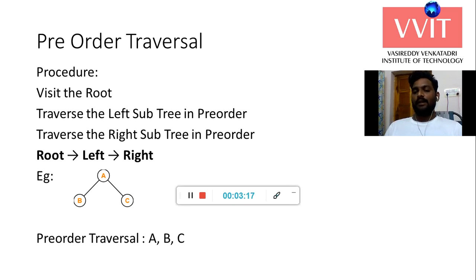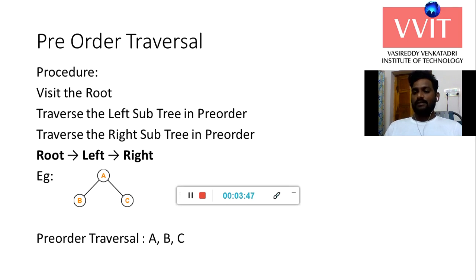In that example, we consider the given tree consisting of three nodes A, B, and C. To visit each node exactly once using the pre-order traversal technique, how to traverse? In pre-order traversal, first visit the root node. In the given example, what is the root node? A is the root node. First we visit A, the root node, exactly once.